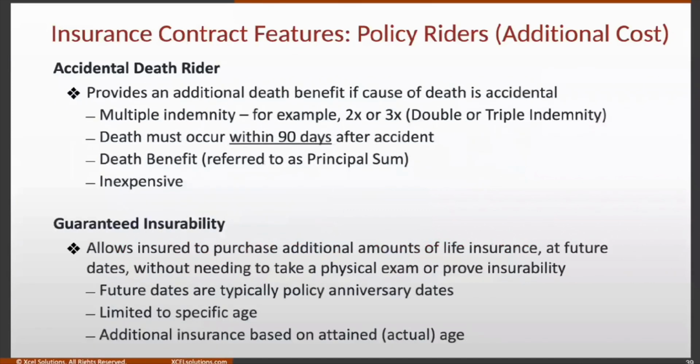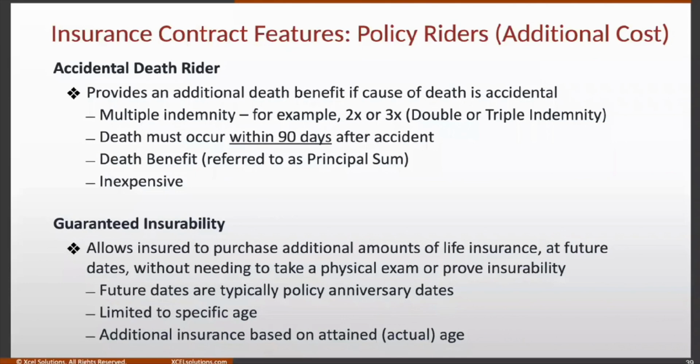Another rider we can add to a life insurance policy is an accidental death benefit rider, an ADB rider we call it. It provides an additional death benefit if the cause of death is truly accidental, but the person must die within 90 days of the accident happening. If they live too long to day 91, then their death is deemed due to a complication of the accident, not the accident itself, and the accidental death benefit rider will not pay.